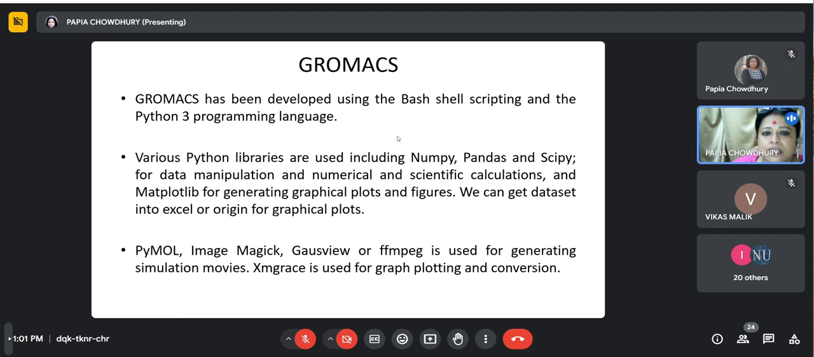There are many software packages used for graphical plots, because after getting the data you need graphical plots and figures. You can get the data from the data set also. You can fit it in Excel and Origin also to get the detail about the graphical information. There are many software to deal with the structures. PyMOL, ImageMagick, GaussView are very popularly used to deal with the structures and, after the calculation, to create the simulation movies also. And XMGRACE is used for graph plotting and conversion of the data.